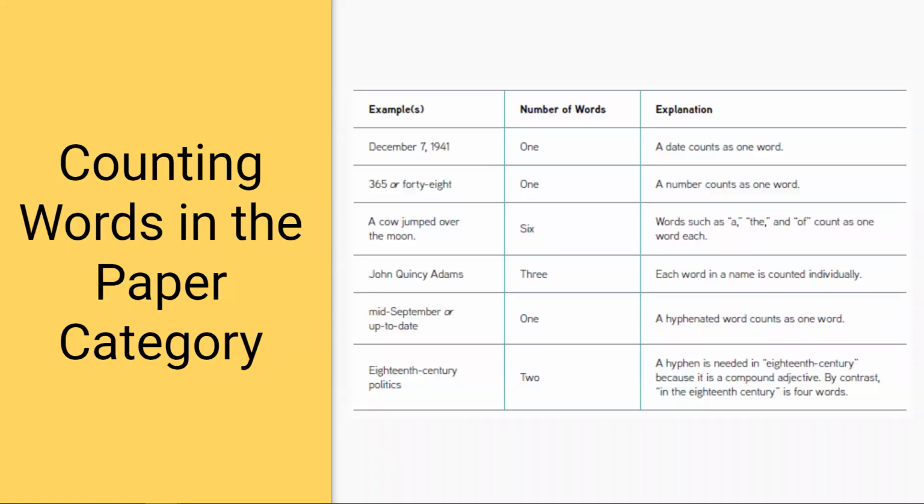Here are a few examples of how to count words in the paper category. As you can see, dates and numbers, either written out or numerically, count as one word. Words such as a, the, and of count as one word each. Each word in a proper name, such as John Quincy Adams, is counted individually. Hyphenated words may count as one or two, depending on how it is used in the text. For more examples, please refer to Figure 3 on page 21 of the contest rulebook.